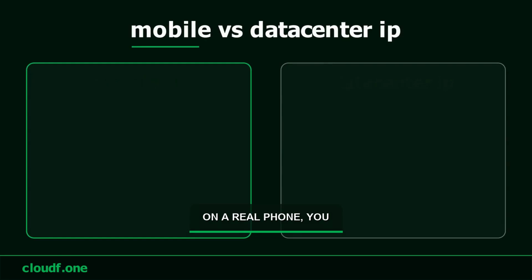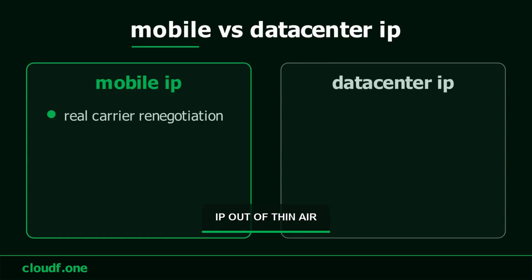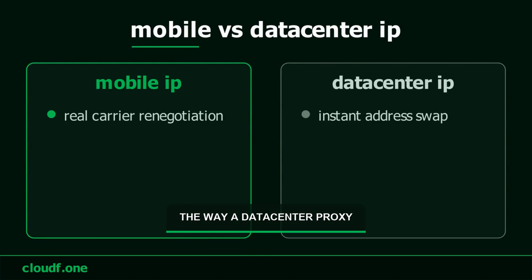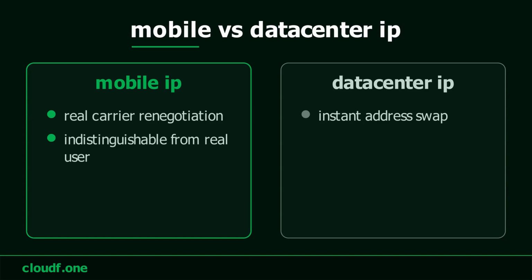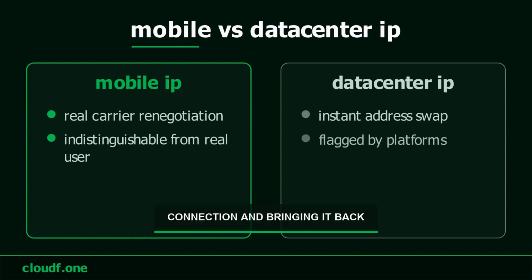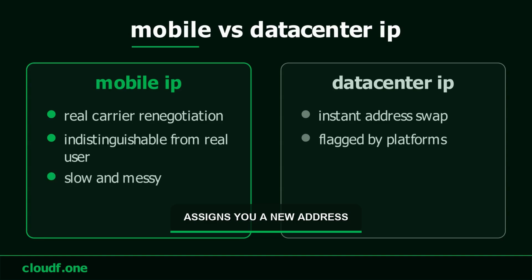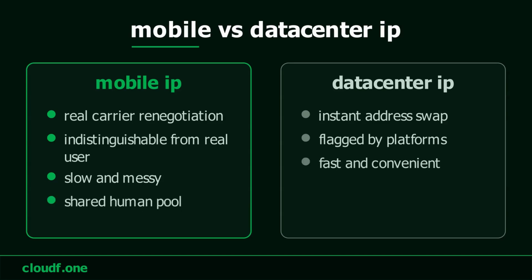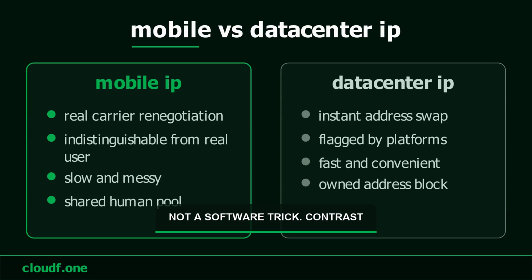Now, what does rotation mean on a real device? On a real phone, you cannot just pick a new IP out of thin air the way a data center proxy does. You have to make the carrier hand you a different one. That means dropping the cellular connection and bringing it back up, and hoping the carrier assigns you a new address from the pool. Sometimes you get a fresh IP, sometimes the carrier hands you back the same one. It is a real network event on real hardware, not a software trick.